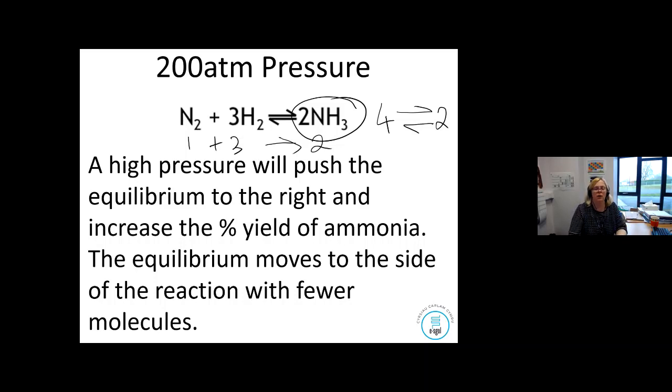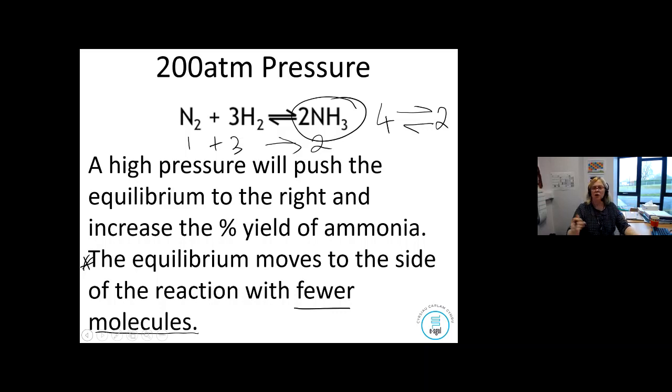Okay, so this is always going to be the case though. The equilibrium will always move to the side with the fewer molecules. So you need to be looking at the numbers within the balance, and that is the key thing as well. Make sure that you've balanced the equation in the first place. So once it's balanced, which side has the greatest number of molecules and which one has the least? Because the high pressure will force it to the side with the smallest or fewer number of molecules.